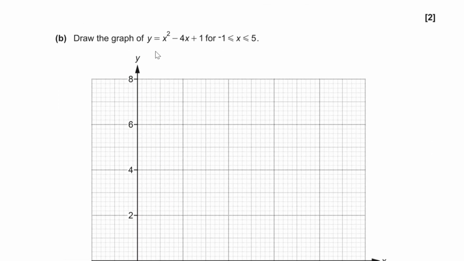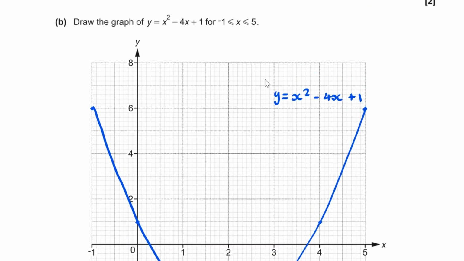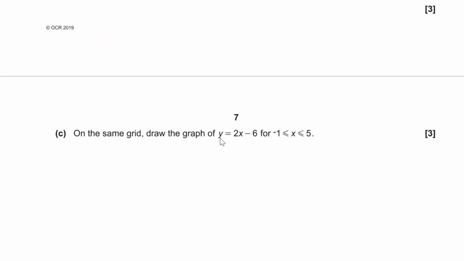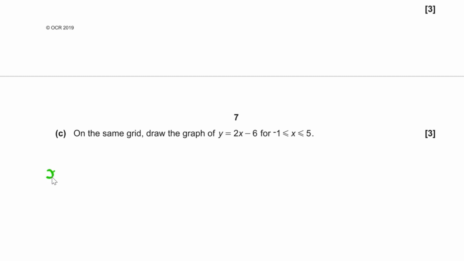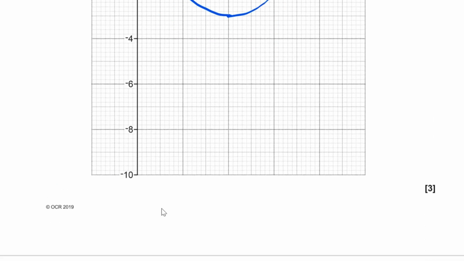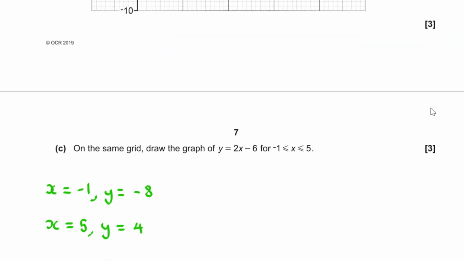So now for part B, we have to draw the graph of y equals x squared minus 4x plus 1, where x is in between minus 1 and 5. Here we've got the graph of y equals x squared minus 4x plus 1. Now for part C, we have to draw the graph of y equals 2x minus 6, in between minus 1 and 5. You can see here when x is equal to minus 1, y is equal to minus 2 minus 6, which is minus 8. And when x is equal to 5, we've got 10 minus 6, which is 4. So it goes through minus 8 and 4. So if we draw that graph, you can see here we have the graph of y equals 2x minus 6, as we see here.